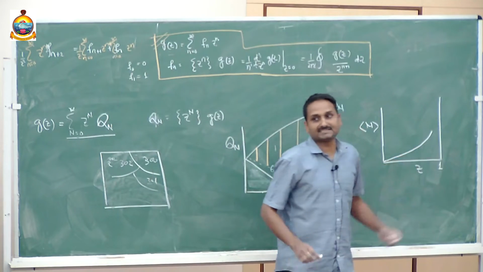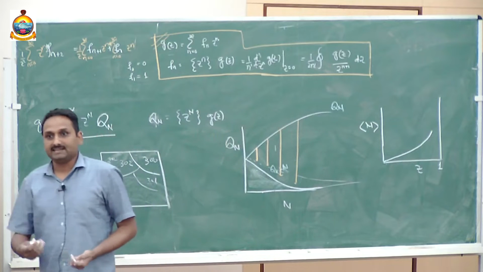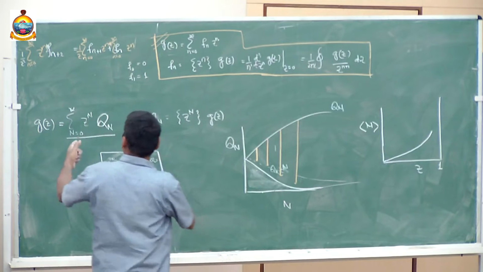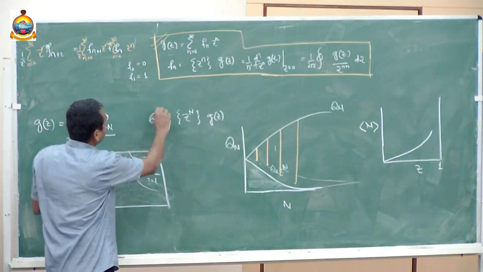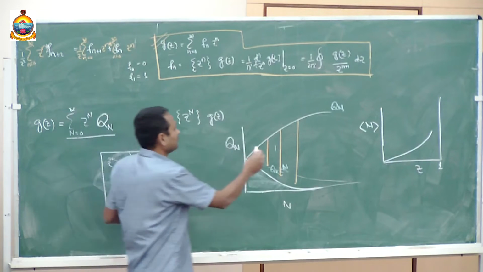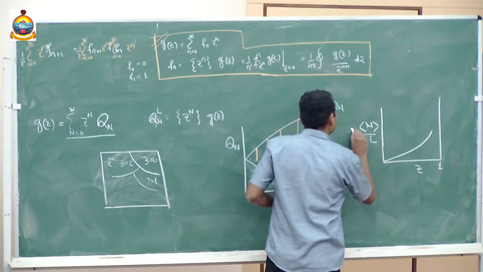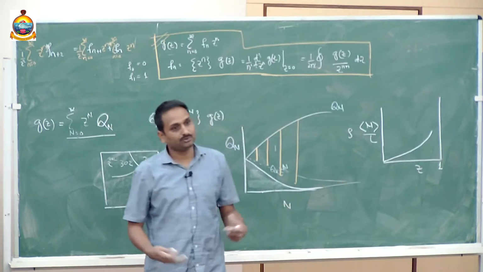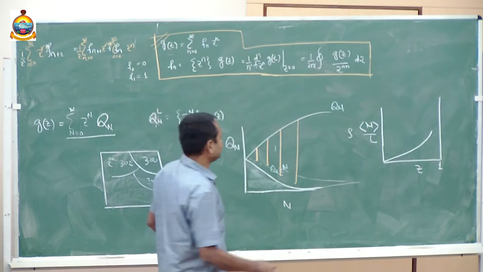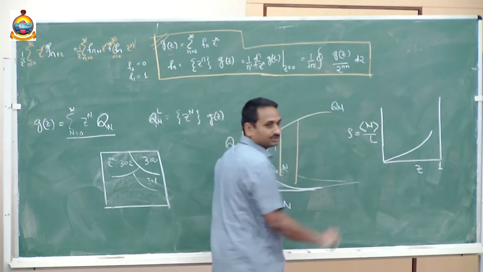N average will depend on z. Your system size is always fixed, L. I'm not touching L, so I can always also divide by L, and I can call it also rho. Rho is also a function of z, okay? The density of the system will be a function of z.